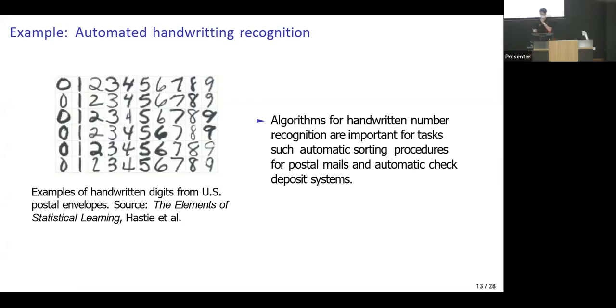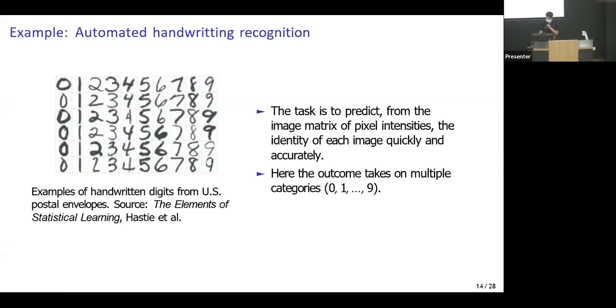So this is another example of classification or classification algorithm at work. As we mentioned, the task is to predict from the image matrix of pixel intensities, the identity of each image quickly and accurately.